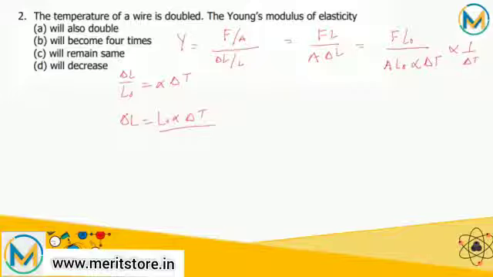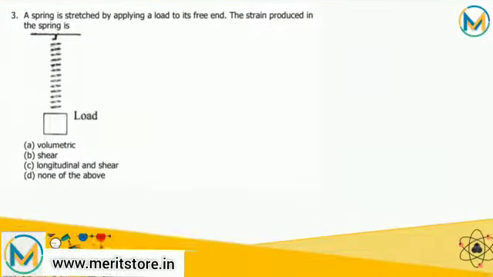So when temperature increases, delta T increases, and hence Y decreases. So Young modulus of elasticity will decrease, and that is there in option D. So the correct answer for this question is option D. Looking towards the next question.